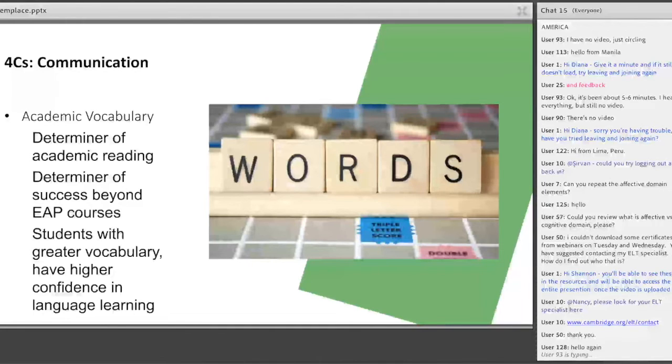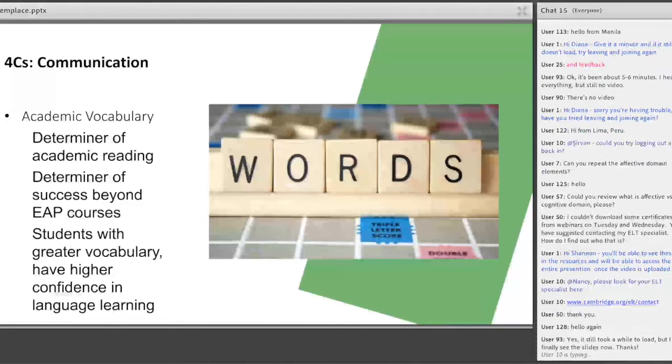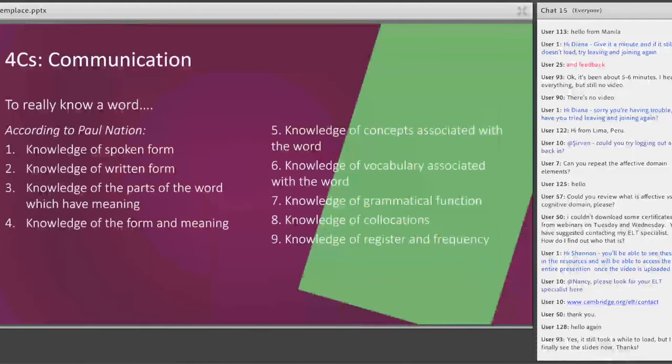So we have to think, are we exposing students in high enough volume to academic vocabulary? Are we building the support and scaffolding they need? So vocabulary goes beyond those traditional text exercises. And to do this, we should really look at, what does it mean to know a word?